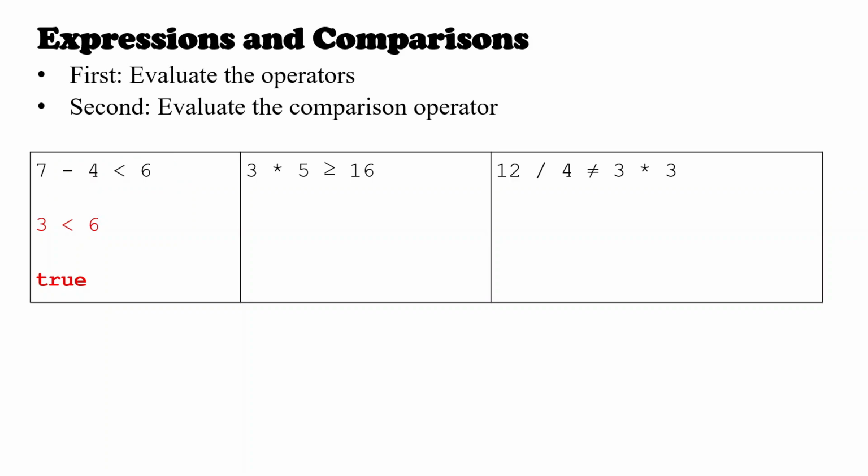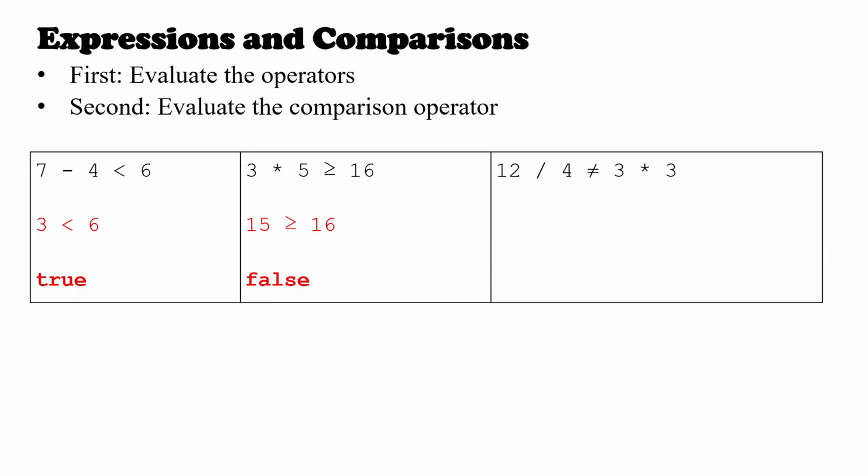In this one, the next one, 3 times 5 greater than or equal to 16. I do the 3 times 5 first, which is going to be 15. And then now that I'm just left with the comparison operator, is 15 greater than or equal to 16? That would be false. Okay.